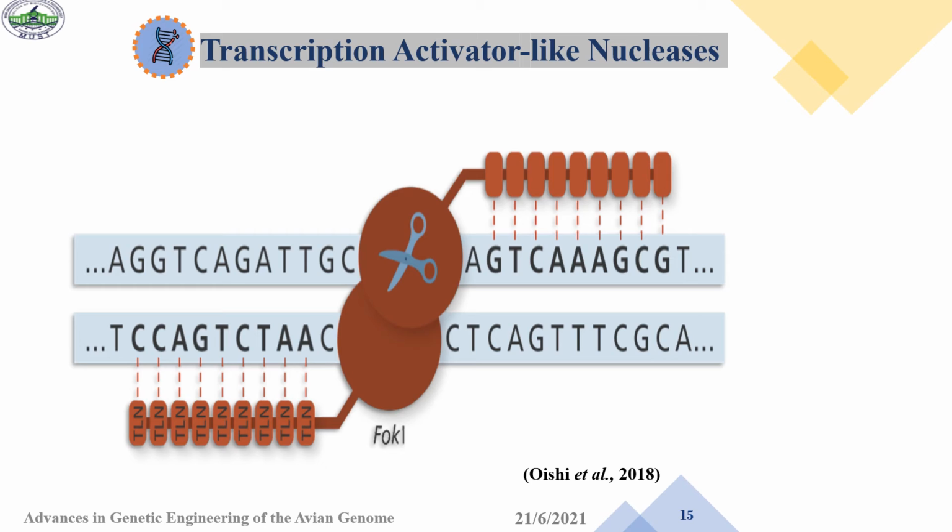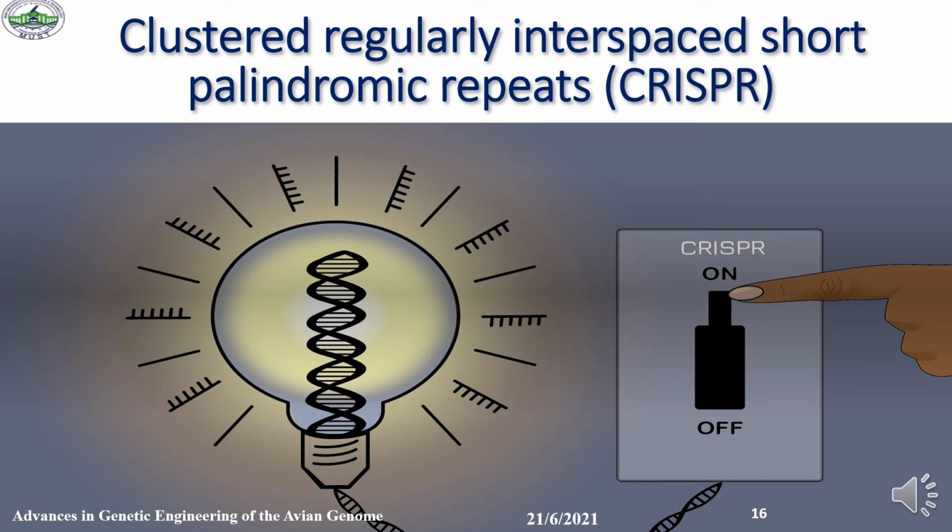Transcription activator-like effector nucleases is the second programmable system, which is much more specific for the target site and utilized in various species due to easy construction and low toxicity. One TALEN repeat binds to one nucleotide. The most effective and interesting gene editing tool is CRISPR.